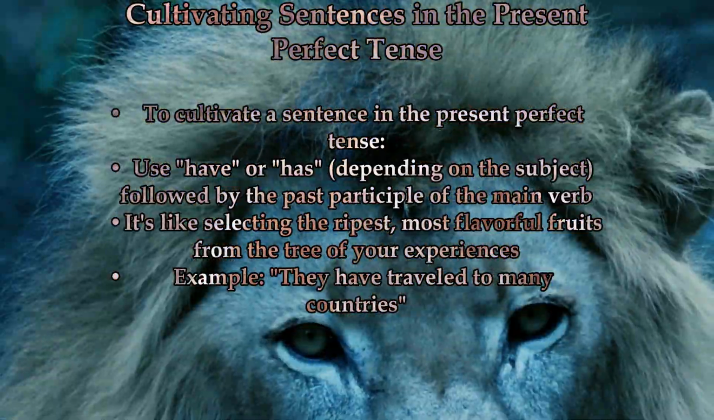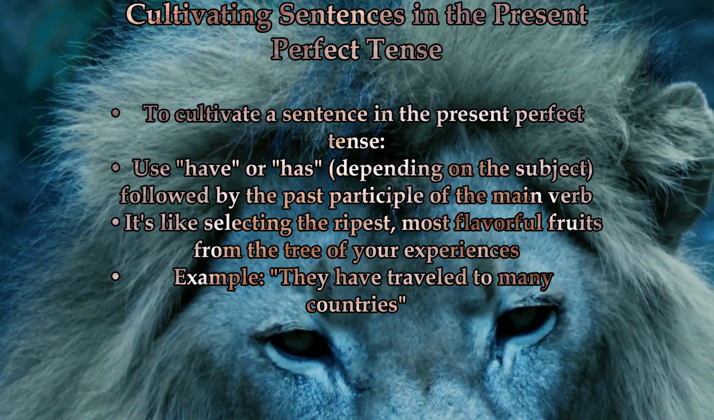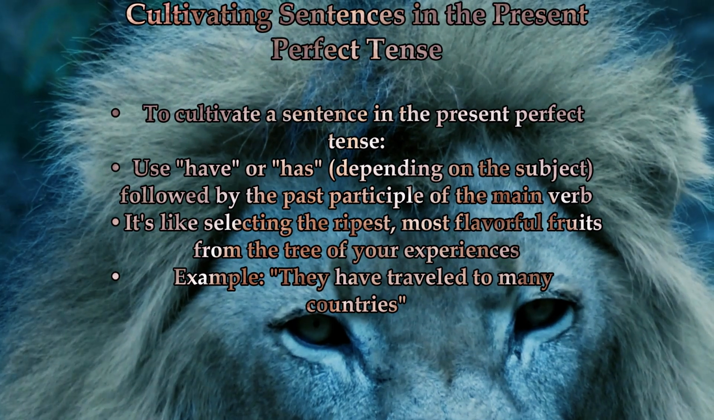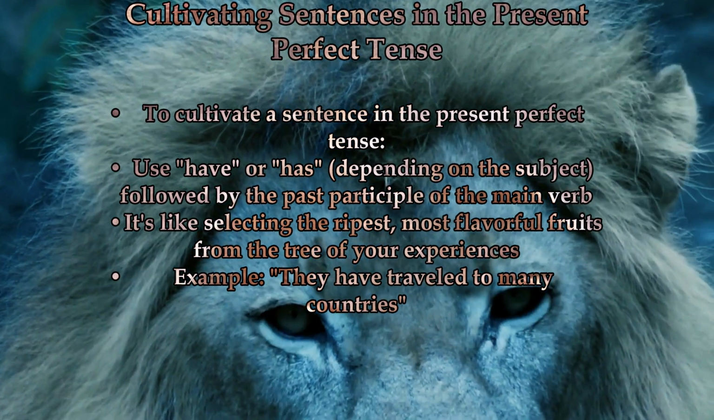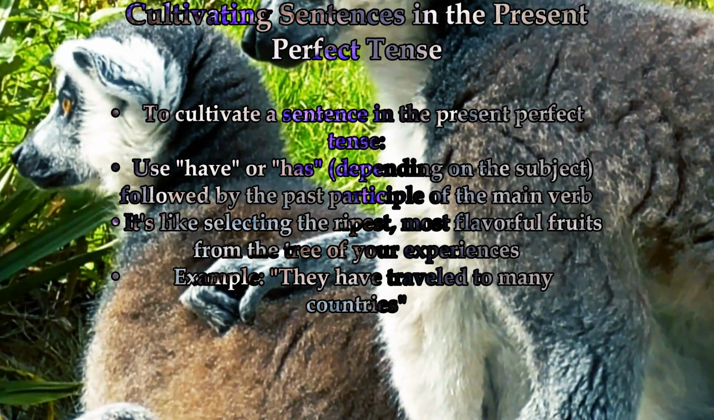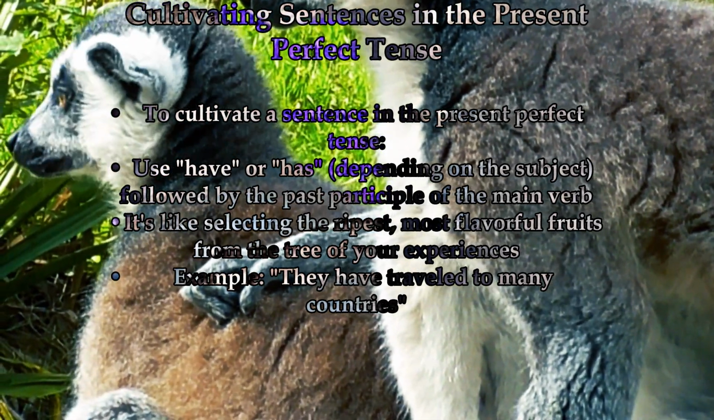To cultivate a sentence in the present perfect tense, use have or has, depending on the subject, followed by the past participle of the main verb. It's like selecting the ripest, most flavorful fruits from the tree of your experiences.